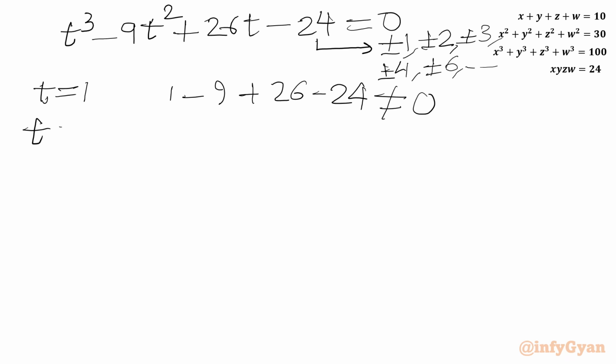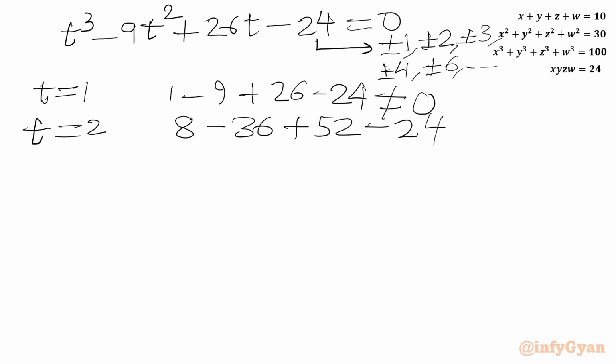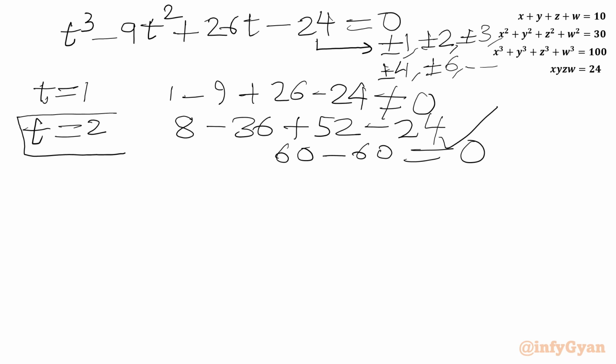Let's put t equal to 2. So I will write 2 cube equal to 8. 2 square is 4, 4 times 9, 36. 2 times 26, we write 52, minus 24. So 8 plus 52 is 60, minus 36, minus 24, minus 60. Yes, this satisfies our equation. I will say t equal to 2 is our base solution for this cubic equation.